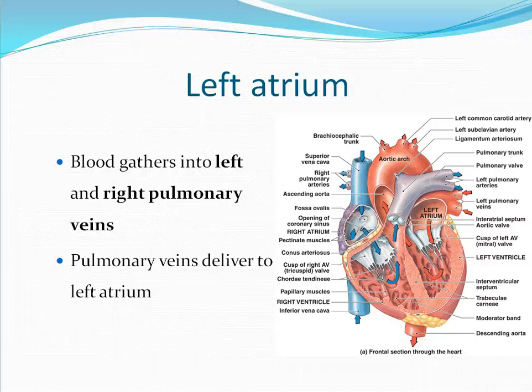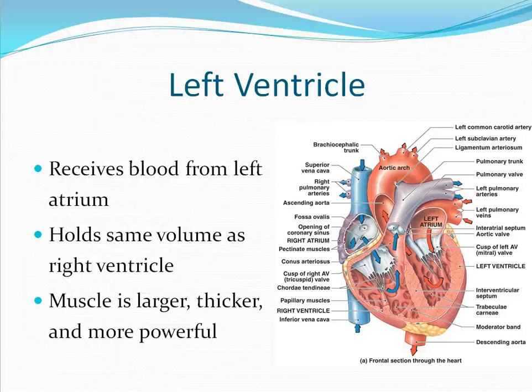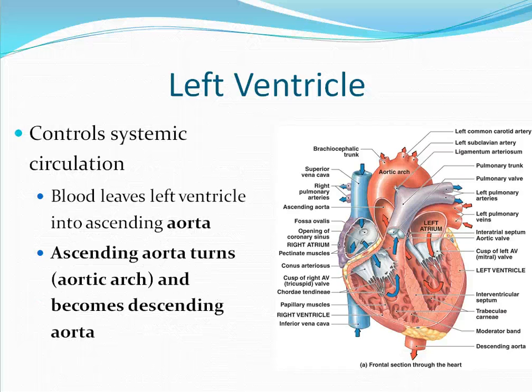Blood from the lung then gathers into the left and right pulmonary veins. The pulmonary veins then deliver this blood to the left atrium. The left ventricle receives blood from the left atrium. It holds the same volume as the right ventricle. However, the muscle of the left ventricle is larger, thicker, and much more powerful. The left ventricle controls the systemic circulation. Blood leaves the left ventricle and goes into the ascending aorta. The ascending aorta then turns and becomes the aortic arch and eventually the descending aorta.